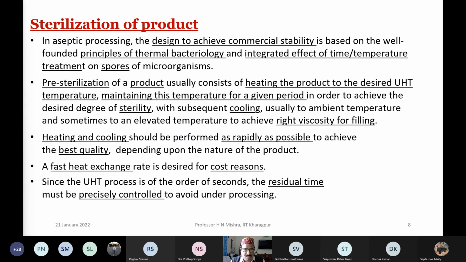So next is the sterilization of the product, sterilization of the packaging, filling, etc. That we will take up in the next class.